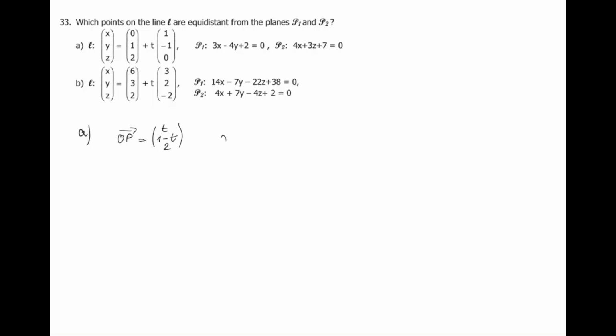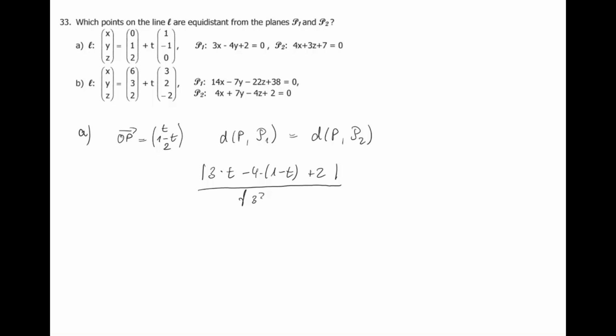And the condition now is that the distance of this point to plane 1 equals the distance of this point to plane 2. And if I use the formula for it, I'm just inserting t instead of x, minus 4 times 1 minus t plus 2, and the absolute value of it divided by the length of the normal vector, which is the square root of 3 squared plus 4 squared. And that has to be equal to the distance of my point to the other plane. So I'm inserting my point here according to the formula.